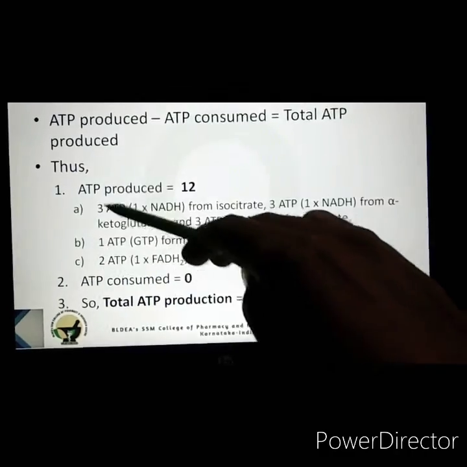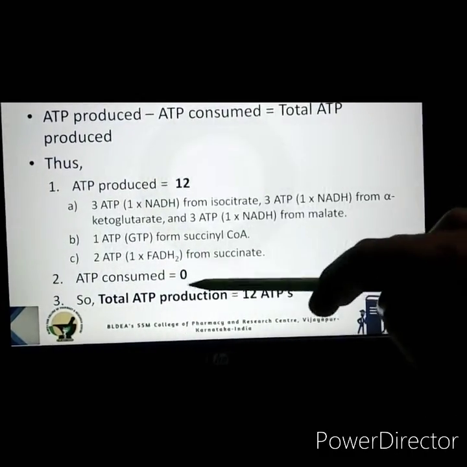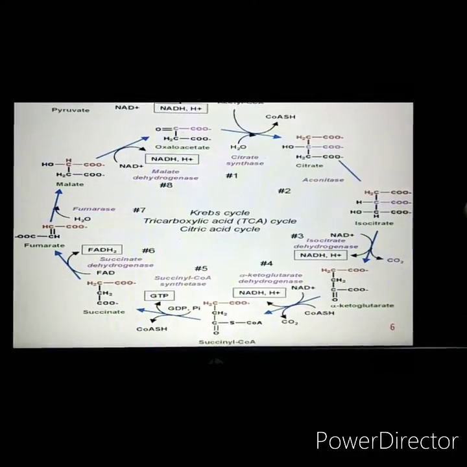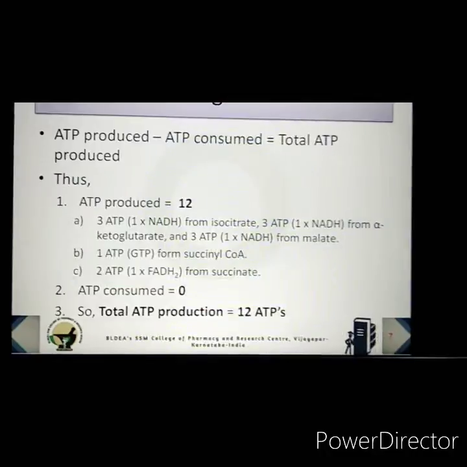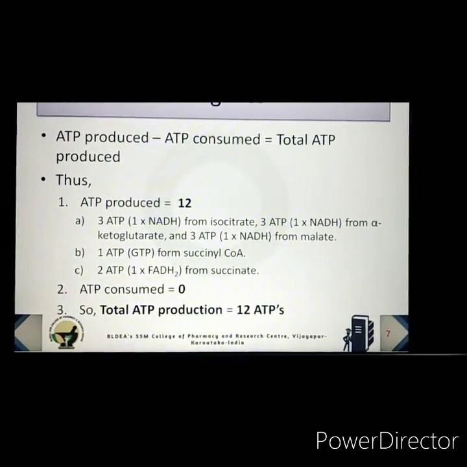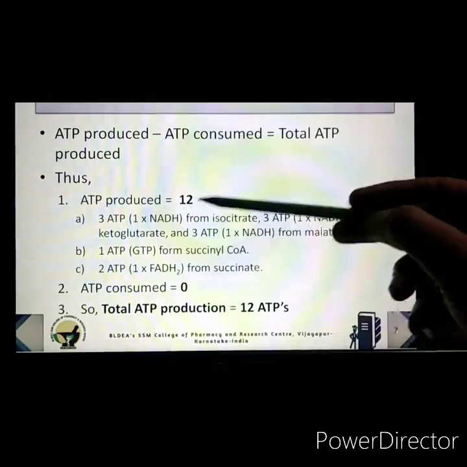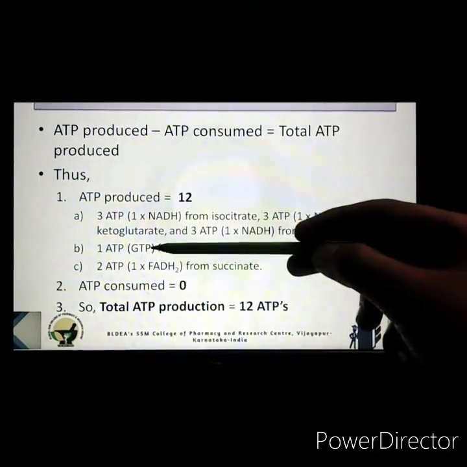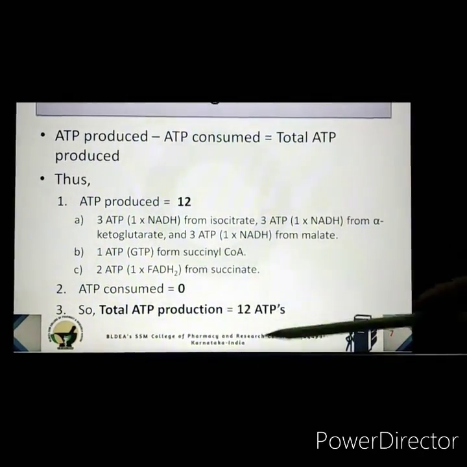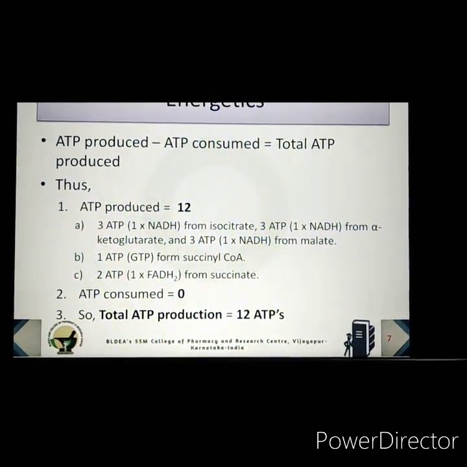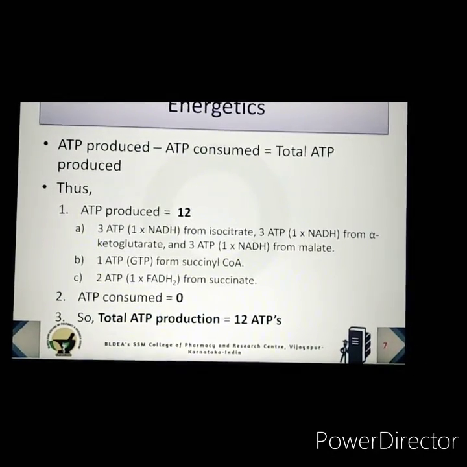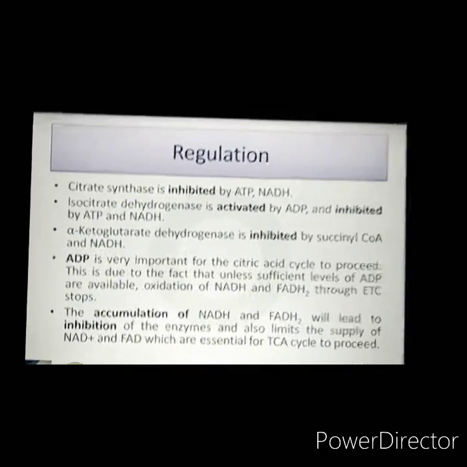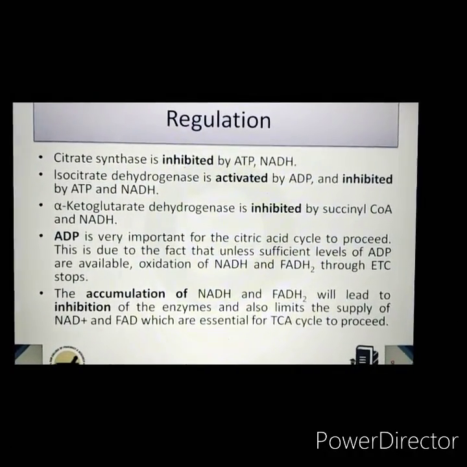So totally 12 molecules of ATP are being produced while no ATP is being consumed. We have not seen any of the ATP being consumed, only ATP is being synthesized. So in case of TCA cycle, no ATP is being consumed, only ATP is being synthesized from different coenzymes and different analogous molecules like GTP. So total ATP production from TCA cycle will be 12 ATPs. This is the maximum number of ATPs being synthesized during cellular oxidations. So now how this TCA cycle is being regulated.